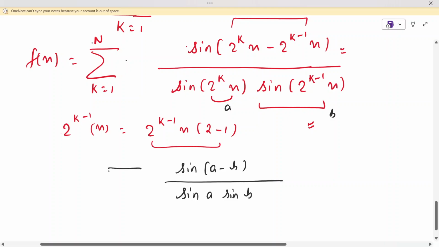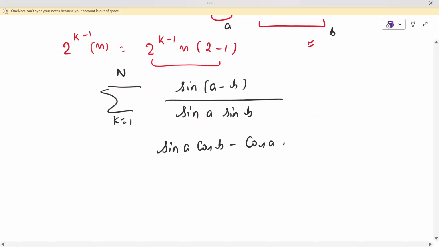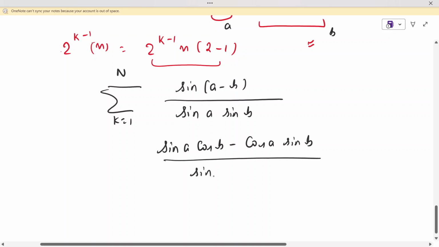So that is actually the sum from k equals 1 to n of (sin A cos B minus cos A sin B) over (sin A sin B), which is cot B minus cot A. Clear?